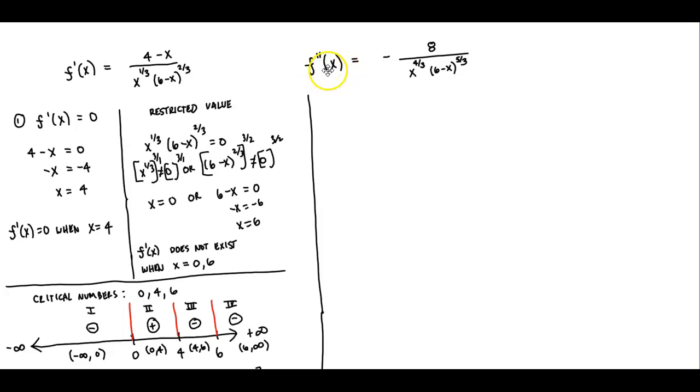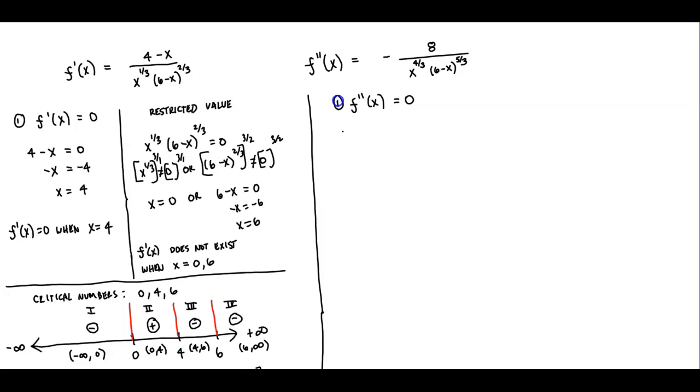Okay, now let's take a look at the second derivative. When we're looking at the second derivative, what we want to do is set that equal to 0. In the numerator, it's a constant, so we need to look at the restrictions in the denominator. Okay, so what do we know?